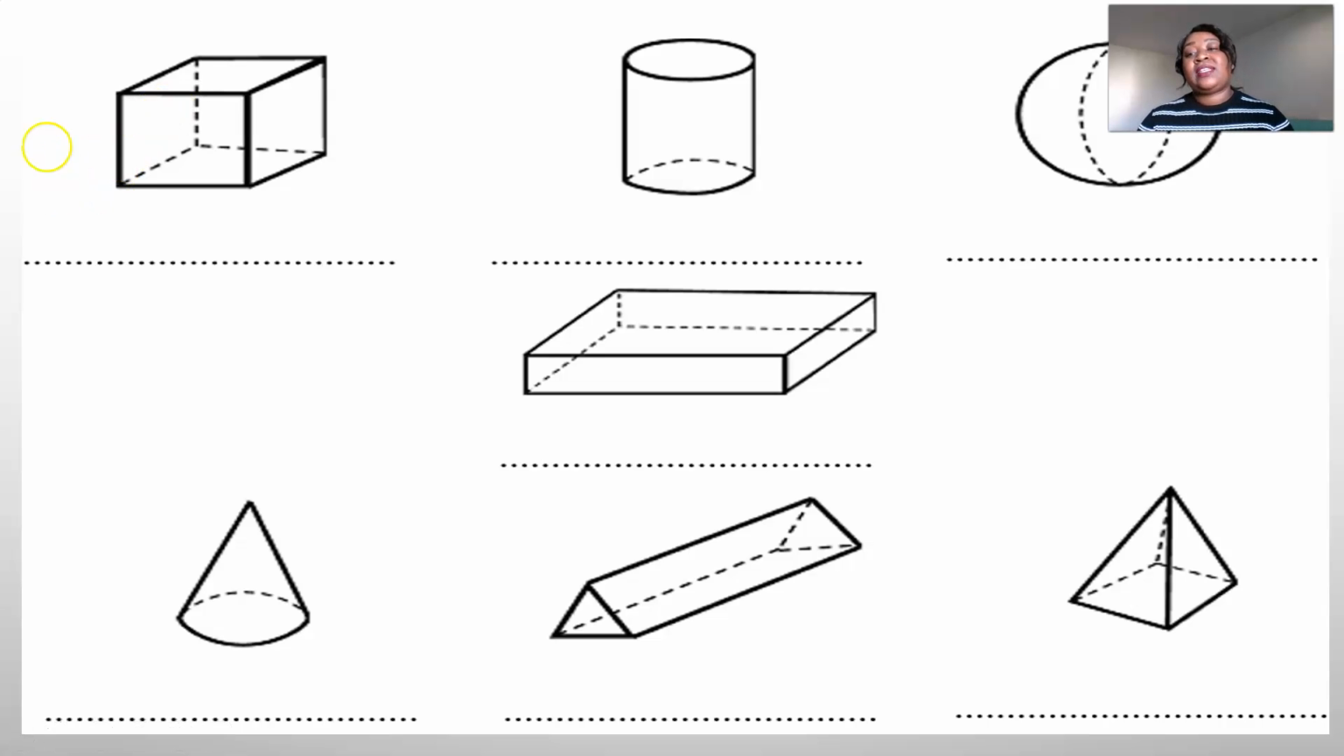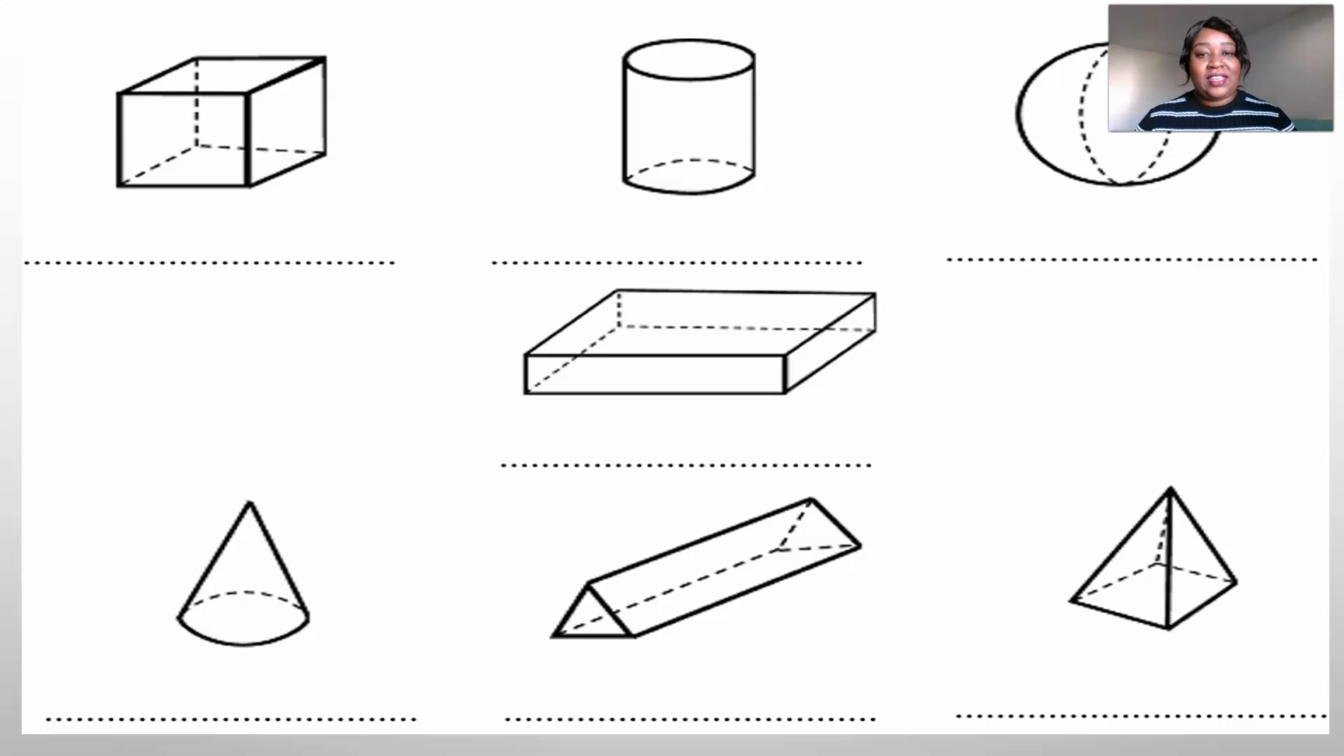And how many edges does it have? You have to count the edges. So the edges are 1, 2, 3, 4, 5, 6, 7, 8, 9, 10, 11, 12. So it has 12 edges. And how many vertices does it have? It has how many corners, in other words? How many corners? 1, 2, 3, 4, 5, 6, 7, 8 corners. So do the same for all the others and pause the video as well.